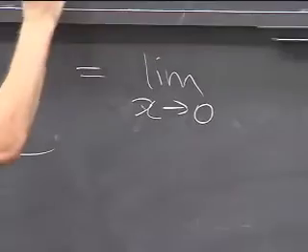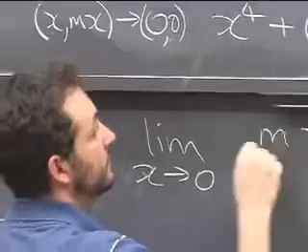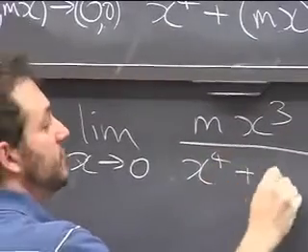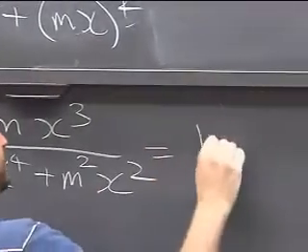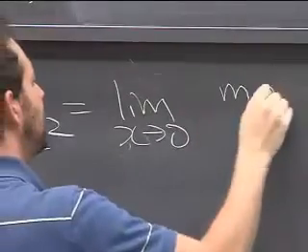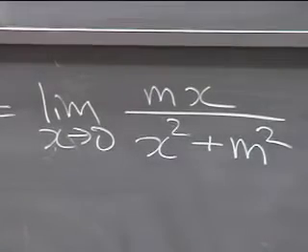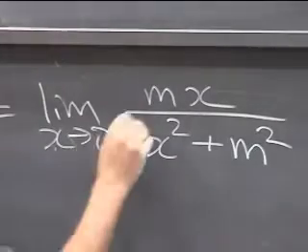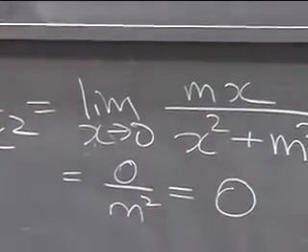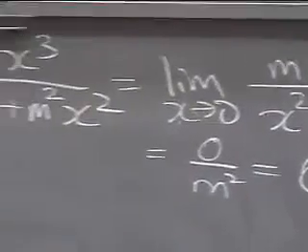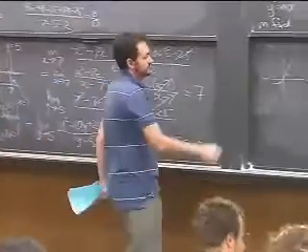That's good enough. If x goes to 0, mx also goes to 0. And you get mx cubed over x to the fourth plus m squared x squared. And we can cancel out a factor of x squared. And you get the limit as x goes to 0 of mx over x squared plus m squared. This is no longer a 0 over 0. Remember, m is a fixed number. And so if you plug in 0, you're okay. You get 0 over m squared, and you get 0. So as you go along any line towards the origin, the limit is 0.